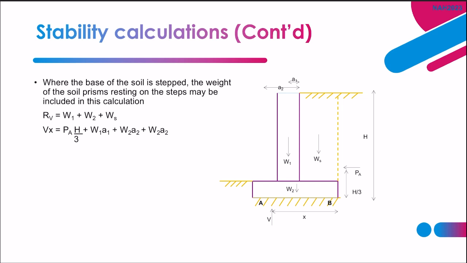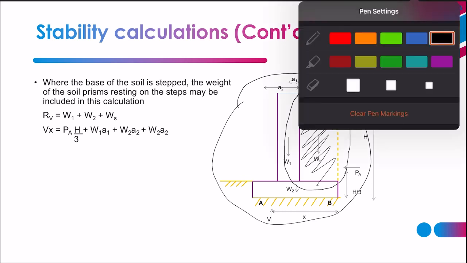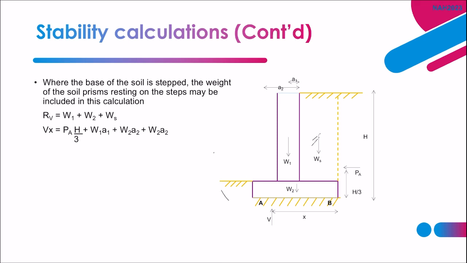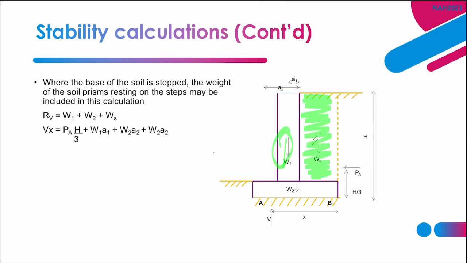Where the base of the soil is stepped, the weight of the soil prisms resting on the step may be included in the calculation. When you calculate the weight of the wall, if you have a cross section of the wall that looks like a stepped wall, meaning that there is soil that sits on top of the retaining wall here, then in this situation, we're going to include the weight of the soil that sits on top of the retaining wall. Therefore, we have W1, W2, and WS here.